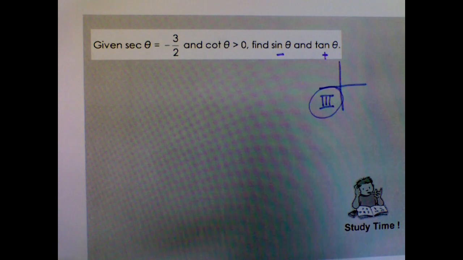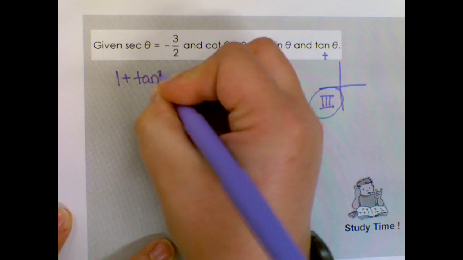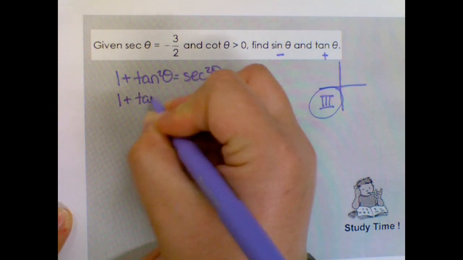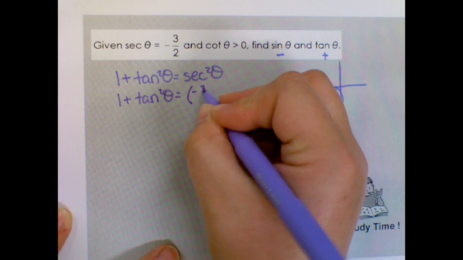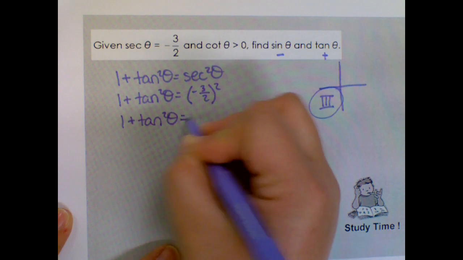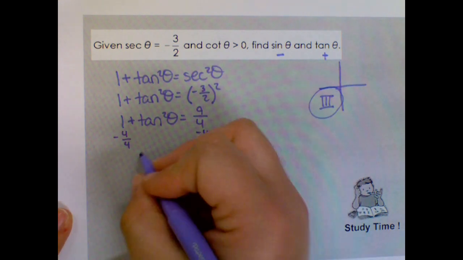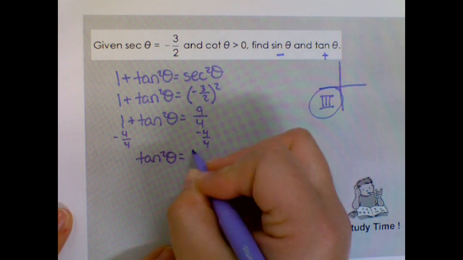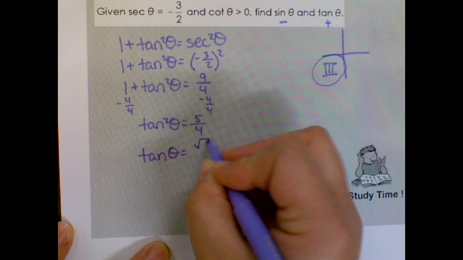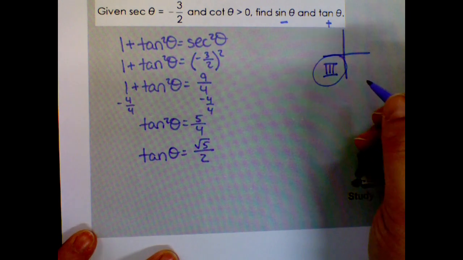If I know secant, I can actually go to tangent pretty quickly. We have a rule that says 1 plus the tangent squared of theta equals secant squared of theta. So 1 plus tangent squared of theta equals negative 3/2 squared. So 1 plus tangent squared of theta equals 9/4. I'm going to subtract 1, which is 4/4. Tangent squared is 5/4. Square root it. I get square root of 5 over 2. I know it's positive because I'm in quadrant 3. And then I also need the sine.